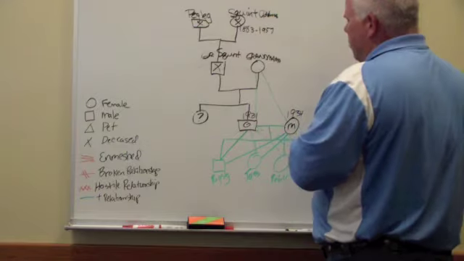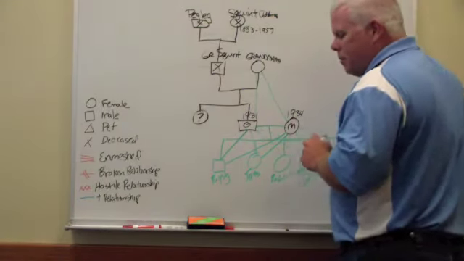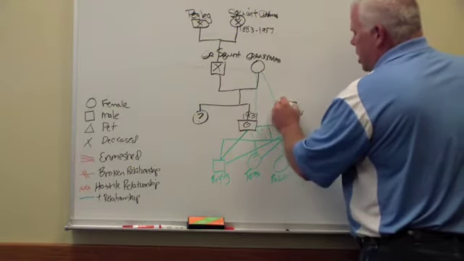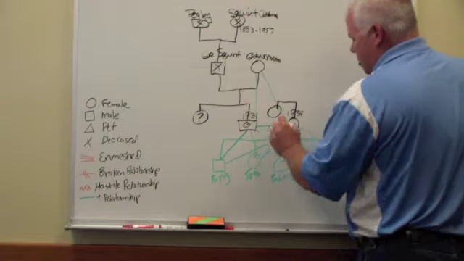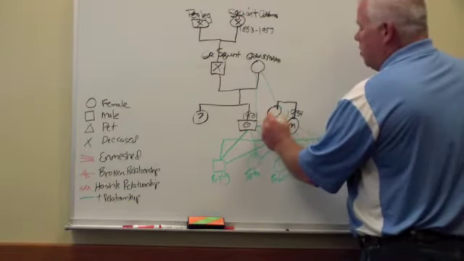Now, if we look at Morticia's side of the family, this gets a little interesting. We understand that Morticia had a sister, and her sister's name was Othelia.